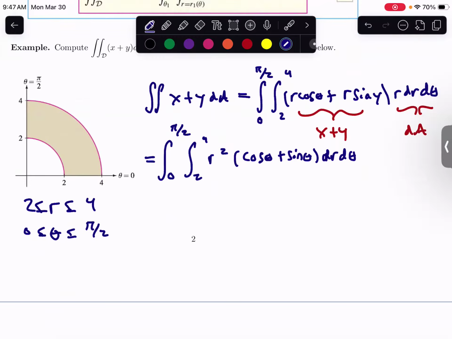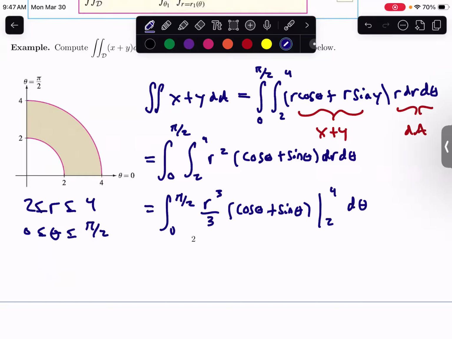And then you integrate with respect to r. At this point, it's pretty formulaic. So you integrate with respect to r, which will give you 1 over 3 r cubed. This is 0 to pi over 2. You get r cubed over 3, times cosine theta plus sine theta. This goes from 2 to 4. And then this is going to be d theta. And so if you plug in 4, you get 4 cubed, which is equal to 64. And then you have the minus 8 over 3. So that'll give you 56 over 3. So this is equal to 56 over 3.